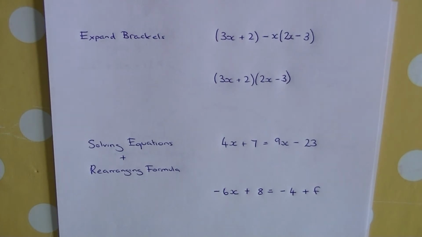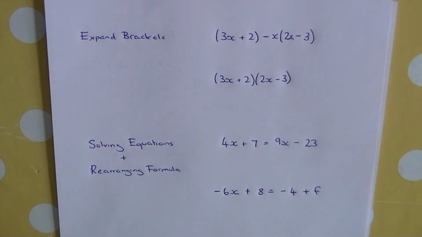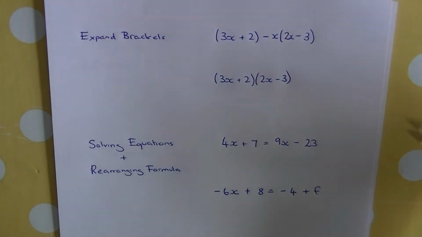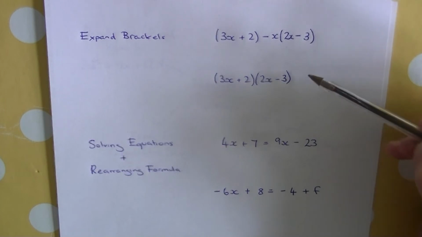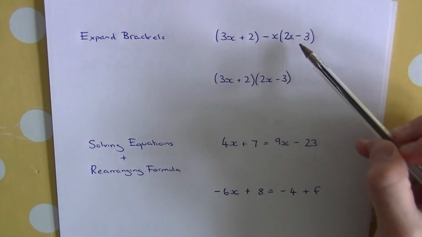We're going to start with expanding brackets. We should all be aware of what that means. Just multiplying out brackets, removing brackets. I want to look at the difference between the top one and the second one. What we've got in the top one is a single bracket followed by a single bracket, not a double bracket.